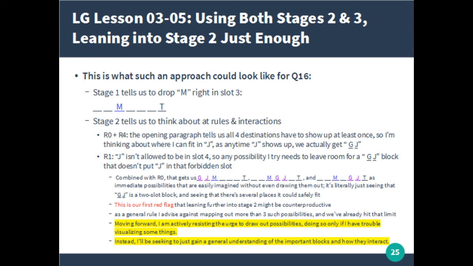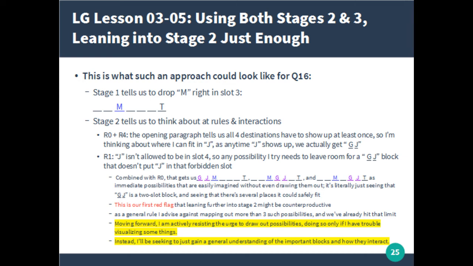GJ up front, in front of the M that the question then places. The next possibility is to leave M and T where they are, and then put the GJ block immediately after M. And finally, the last place we could fit the GJ block is to have it all the way to the end, touching T there.